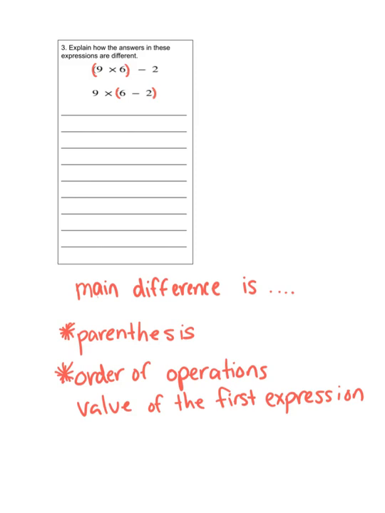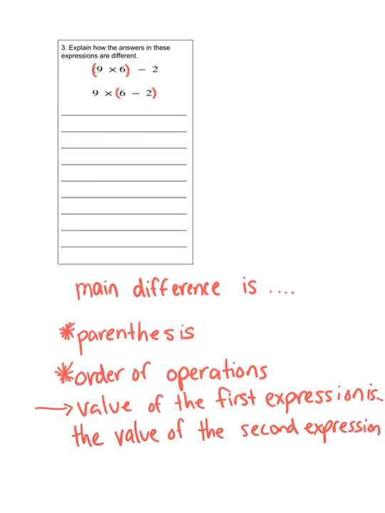The last kind of sentence starter that I'll give you is, this should be how you wrap up your thinking. The value of the first expression is... Fill in the blank. And then tell me what the value of the second expression is. All right, so those are just some helpful hints for your writing. Remember, you should have at least 2 complete sentences for this problem.